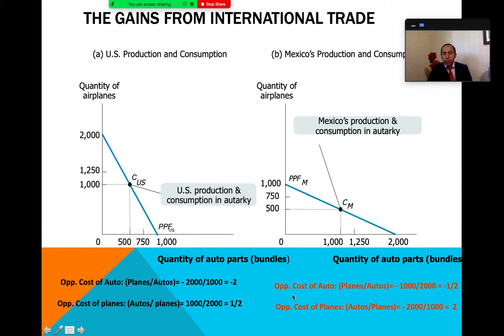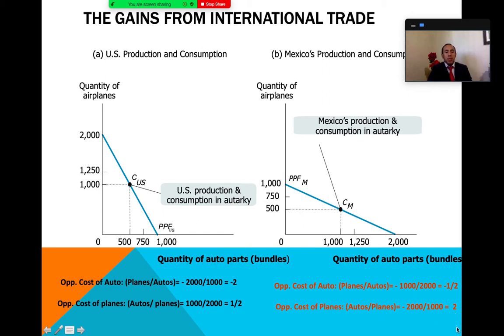In the case of Mexico, for the opportunity cost of auto production, they can produce up to 2,000 autos. We have to give up airplanes, a maximum of 1,000. So 1,000 airplanes are given up to produce 2,000 autos, which is the equivalent of 1/2. For the opportunity cost of airplane production, we produce 1,000 airplanes. We have to decrease the production of autos by 2,000, so that's why you have that negative. The opportunity cost of airplane production is that for every one airplane produced, we give up 2 autos.